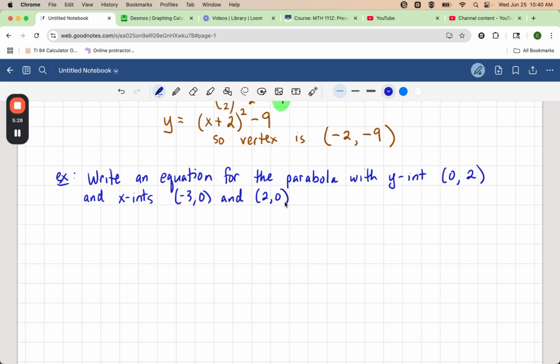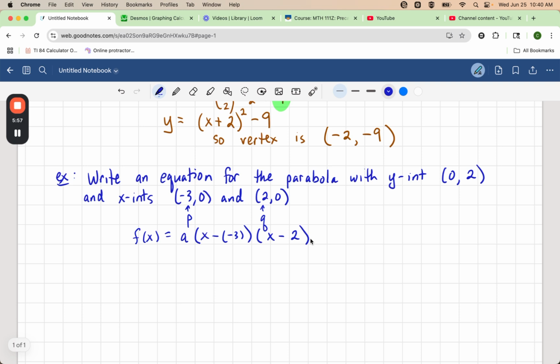So I'm going to use the intercept form for this one because we have the intercepts. So I'm going to look at -3 as my p in that intercept form. I'm going to look at 2 as my q. So then my formula for this one's going to be f of x equals a times x minus p, so x minus -3, times x minus q, so x minus 2.